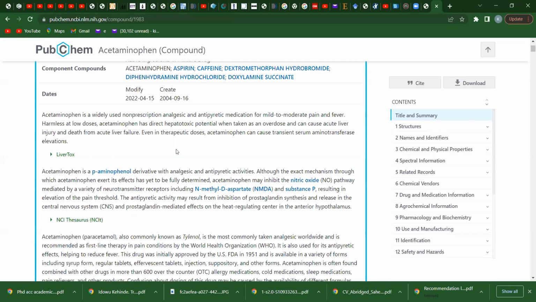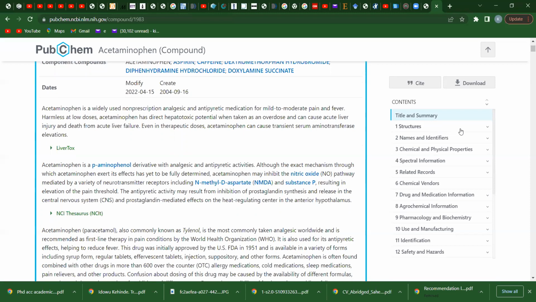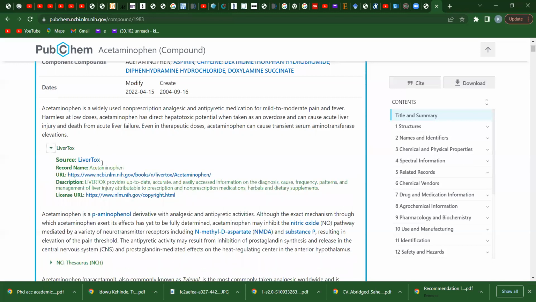Why I'm reading this for you is we are going to make use of all this because we are going to work with different drugs. And it's good to have an understanding of your drug, just as you are going to have an understanding of your protein. So come here, you can also see all this information: chemical structure, name, chemical and physical properties, spectrum information. So let's keep looking. If you look at this, it gives you some donors that have shown that it is truly liver toxic. It's very toxic to the liver. So it's not a drug that anybody can just keep using without direction.